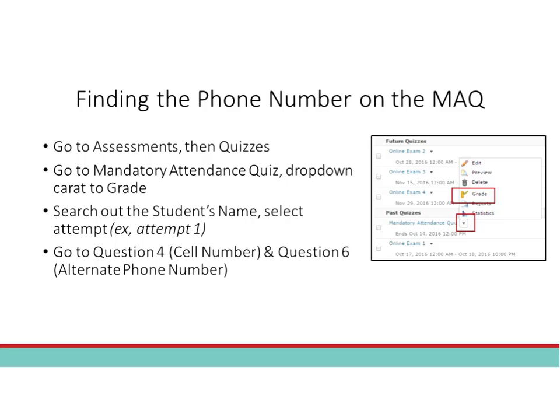And from there, you can either download all of the answers to the quiz. If you need to look up multiple students, you can download it to an Excel file. Or if you're just looking for one student, you can search for the student's name under the attempts there and just go view their individual attempt. And the phone numbers are typically the 4th question and the 6th question there.